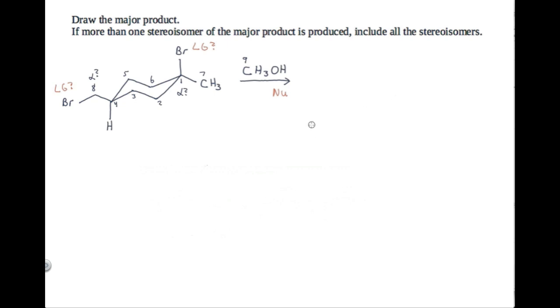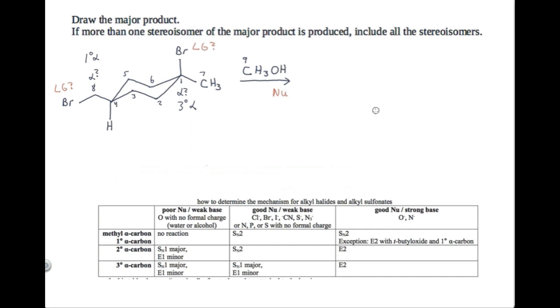Well, before we can use the table, we have to decide what types of alpha carbons we have. Carbon 8 is a primary alpha carbon. It's attached to one carbon chain. And carbon 1 is a tertiary alpha carbon because it's attached to 1, 2, 3 different carbon chains: carbon 7, carbon 6, and carbon 2. Now we can use our table.